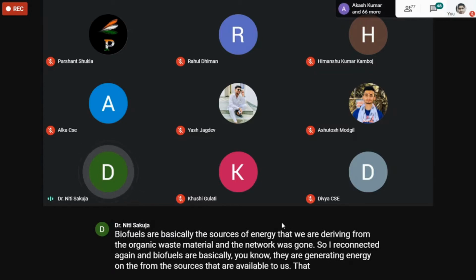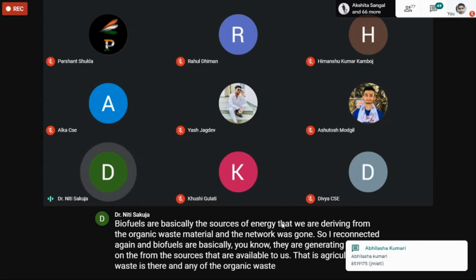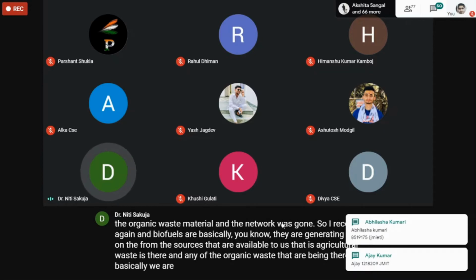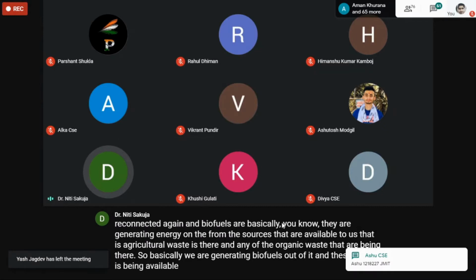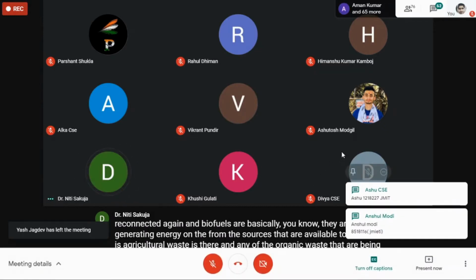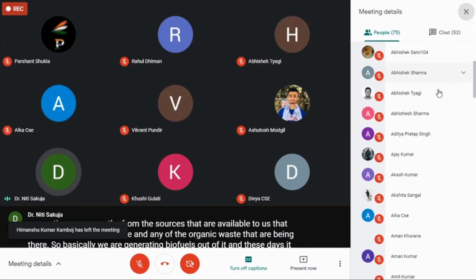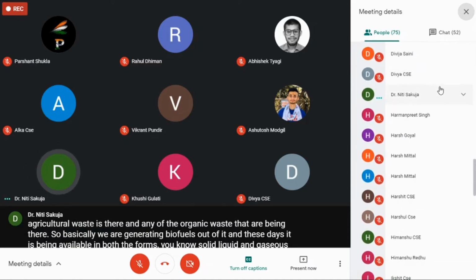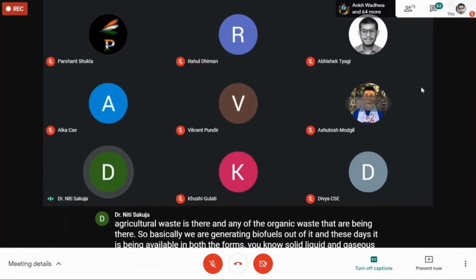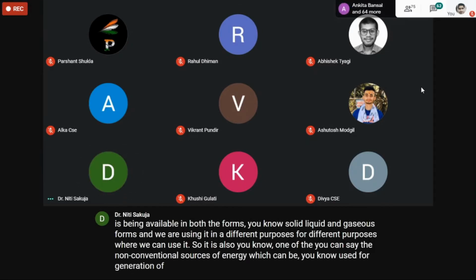That is, agricultural waste is there, and any of the organic waste that is there. So basically, we are generating biofuels out of it. And these days it is available in solid, liquid and gaseous forms, and we are using it for different purposes. So it is also one of the non-conventional sources of energy which can be used for generation of power basically.